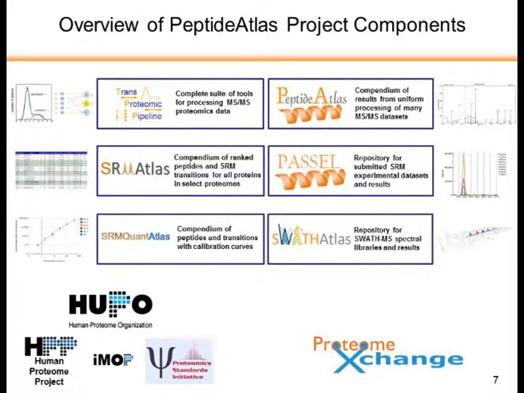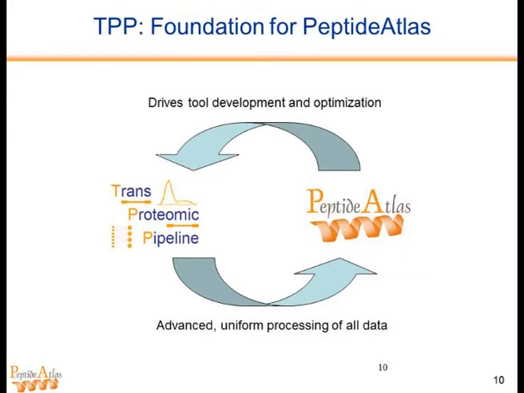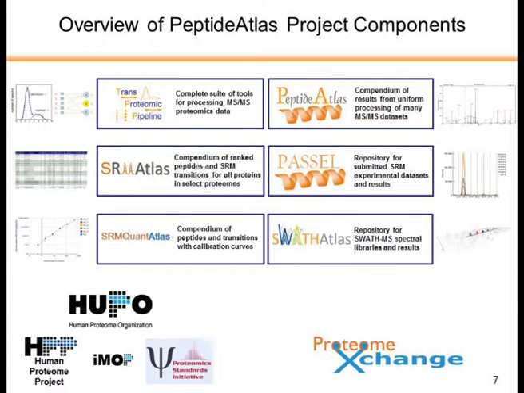So these are the different components of the PeptideAtlas. The TPP and the PeptideAtlas are tightly integrated. I'll show you a slide in a sec. Basically, the TPP is used to process data going into the PeptideAtlas. The PeptideAtlas, in turn, generates requests for new features and ideas and tests things at scale that help drive the development of the TPP. So we view it as a cyclical and symbiotic relationship. So the TPP is here, PeptideAtlas.